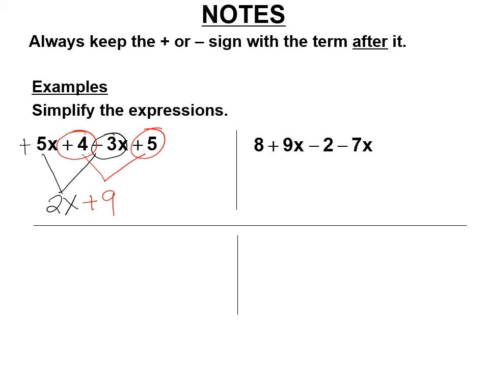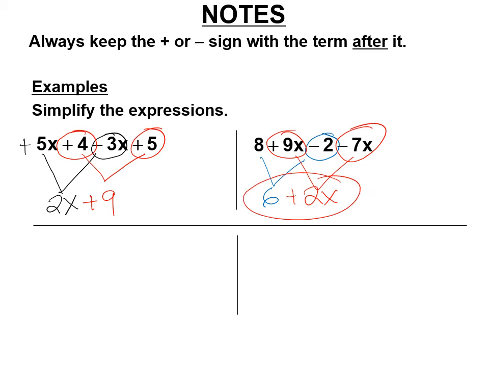Okay, so let's look for, right, you have to find the like terms here. So, right, we have 8 minus 2, right, because that's positive 6, so we just write 6. Then we find some more like terms. We have positive 9x minus 7x. That's positive 2x. And we can write 6 plus 2x.